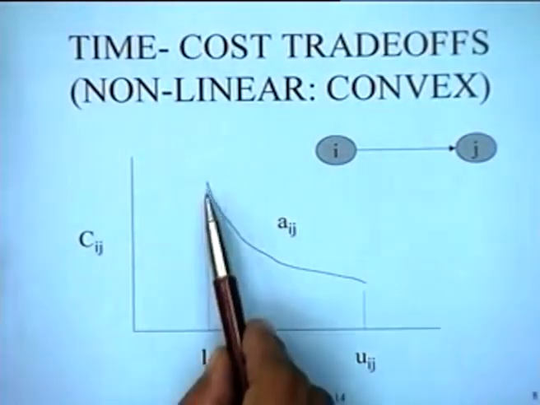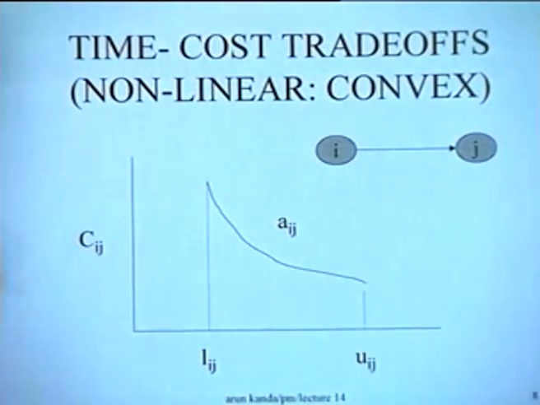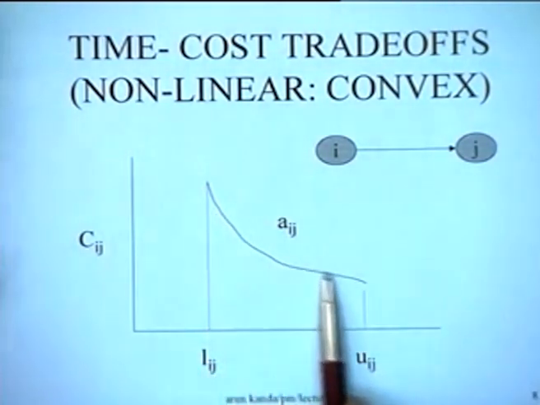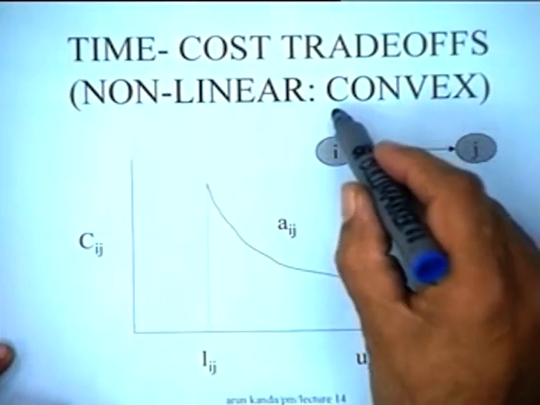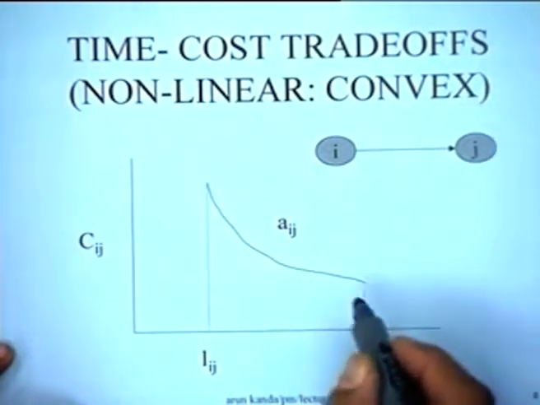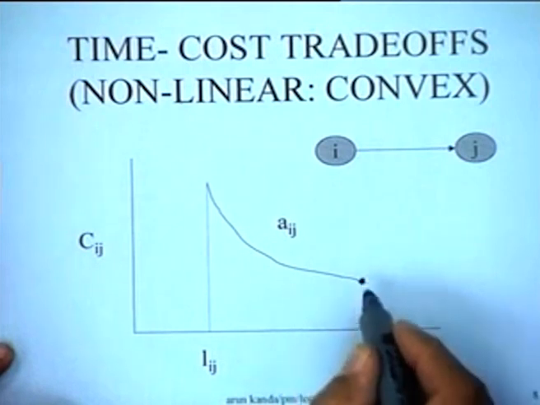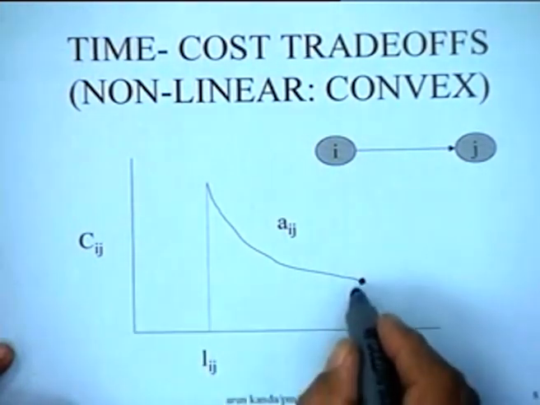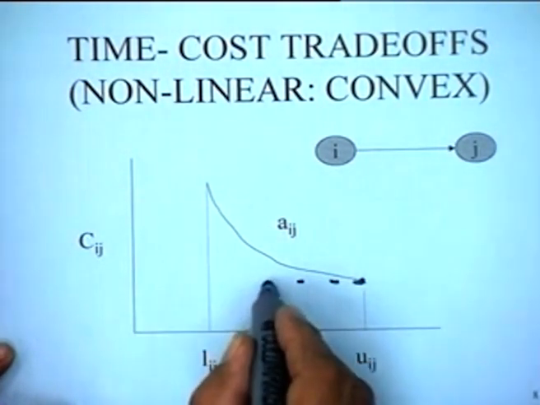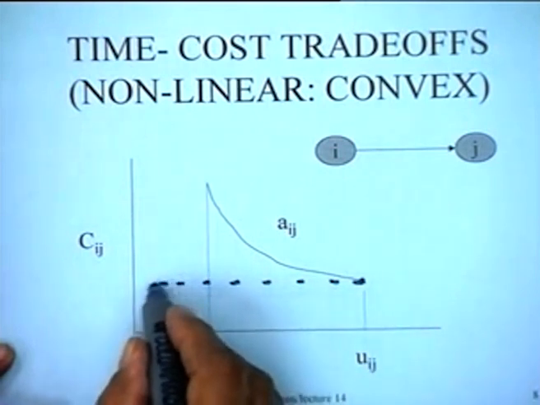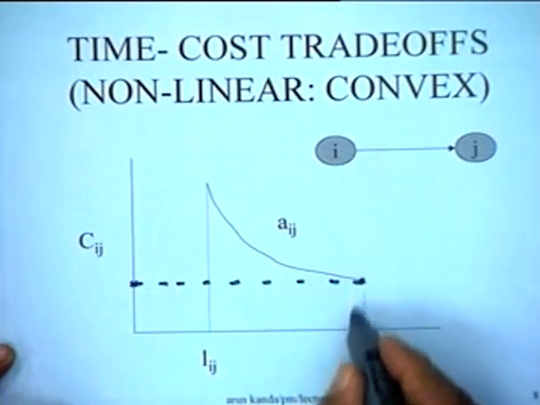However, there could be other types of trade-offs. You could have a non-linear time cost trade-off. A non-linear time cost trade-off of this nature, what does it imply? It implies, for instance, that we are talking about a convex function. Convex function means that in the beginning, this is the normal duration and the normal cost, the minimum cost of performing the activity. So the minimum cost of performing the activity, let us say, is somewhere here. This is the minimum cost of performing the activity.